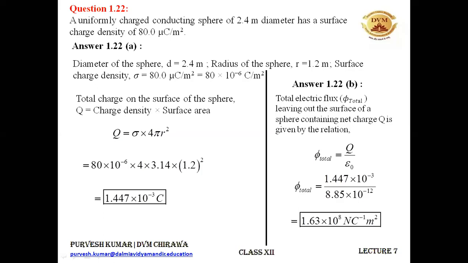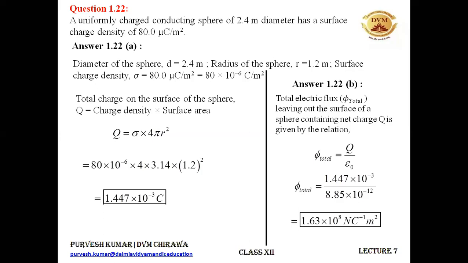What we have done is used the concept of surface charge density to calculate the charge associated with the sphere, and then we have used Gauss's law to find the total flux linked with the sphere. Phi equals Q upon epsilon naught. We'll be easily solving it out.